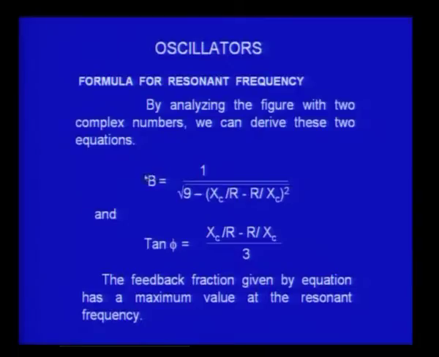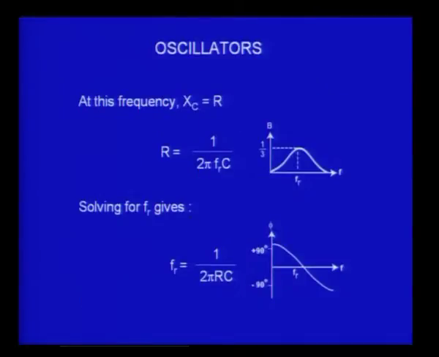If you do that, you would find the beta factor will be 1 by root of 9 plus (Xc by R minus R by Xc) whole squared. The phase factor tan phi is equal to (Xc by R minus R by Xc) whole divided by 3. These two expressions can be derived by using a simple network analysis. I leave it to you as an exercise.